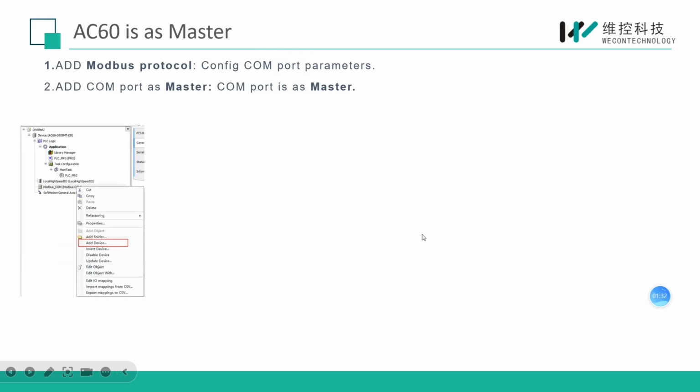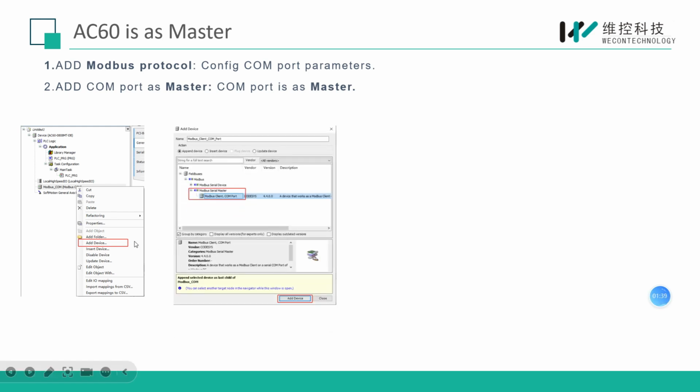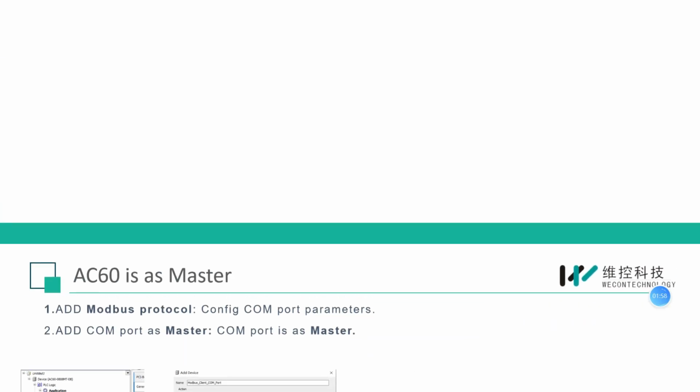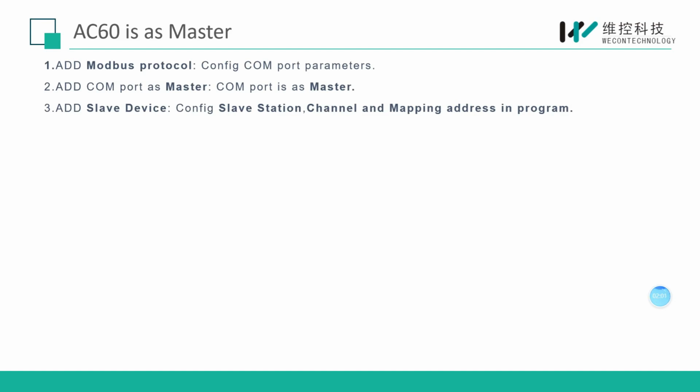The second part is to add the COM port as master, to add the device Modbus client. If we use Modbus RTU in this part, we don't need to change so many parameters. They can be default in this part. The third part is very important. We must set many parameters here.